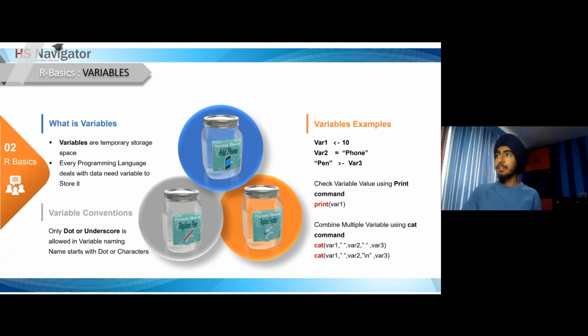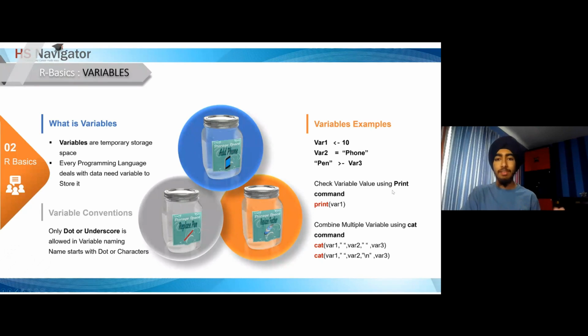All right, so continuing on. Let's look at some examples of variables. Let's say variable 1 is equal to 10, variable 2 is equal to phone, and pen is variable 3. These are different ways of instantiating variables in R. Instantiating just means setting the value of. And you can check the variable values using the print command.